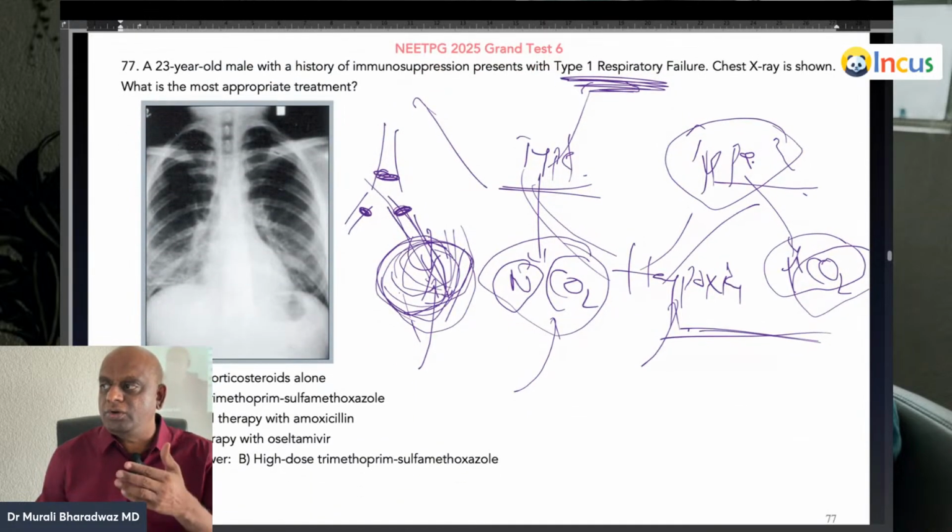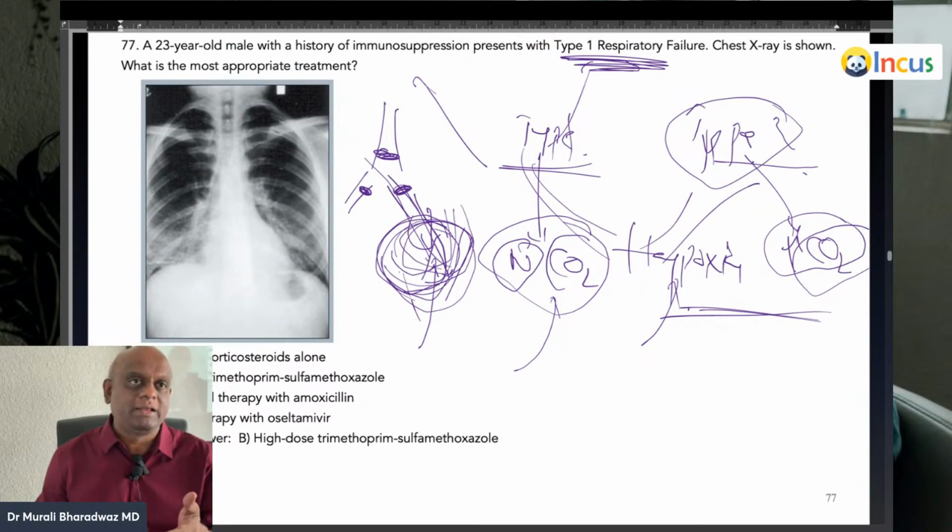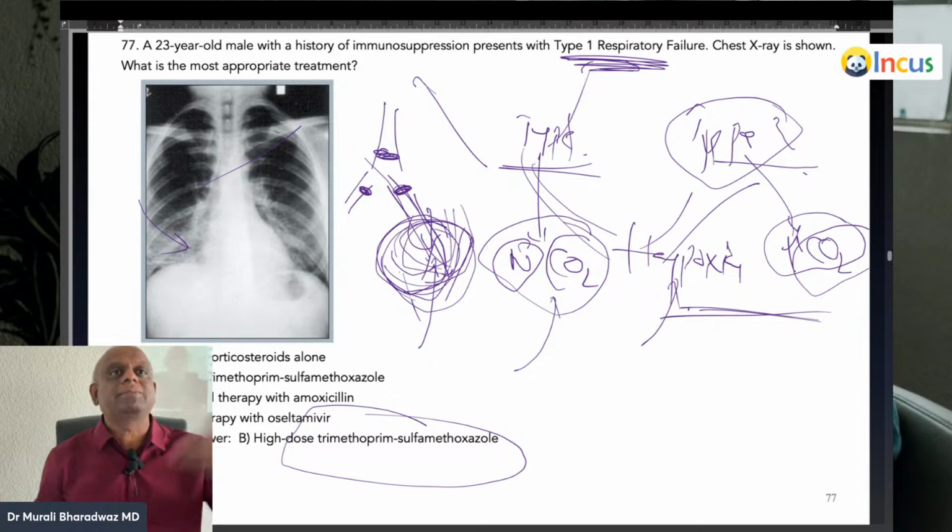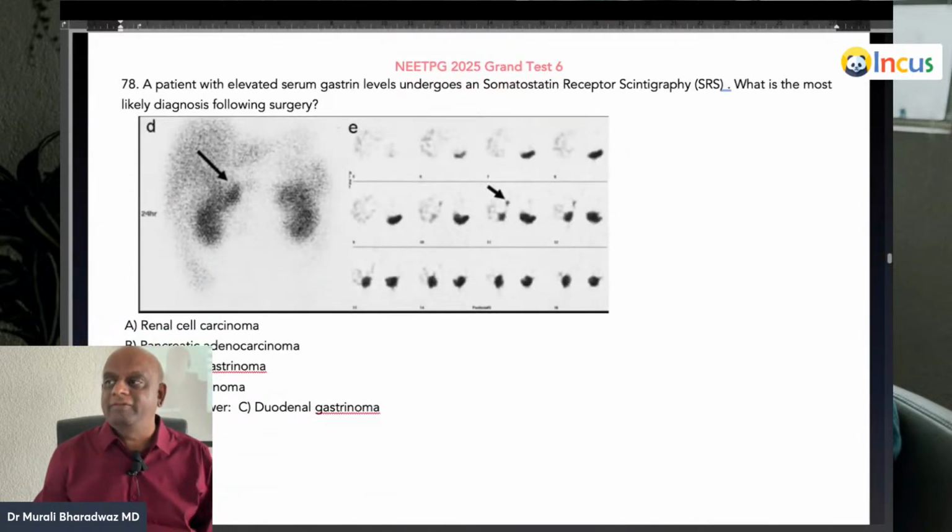So chest X-ray is being shown in an immunosuppressed person. So what is this? Pneumocystis carinii. So high dose trimethoprim-sulfamethoxazole need to be given.